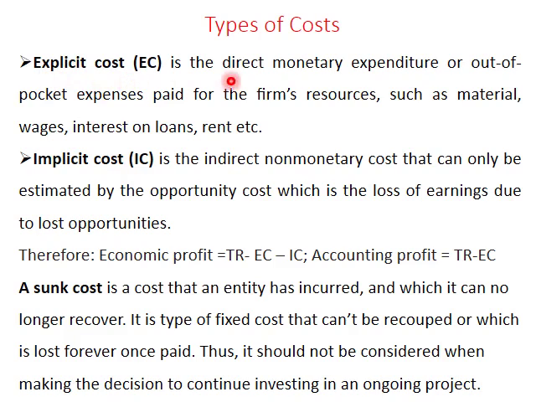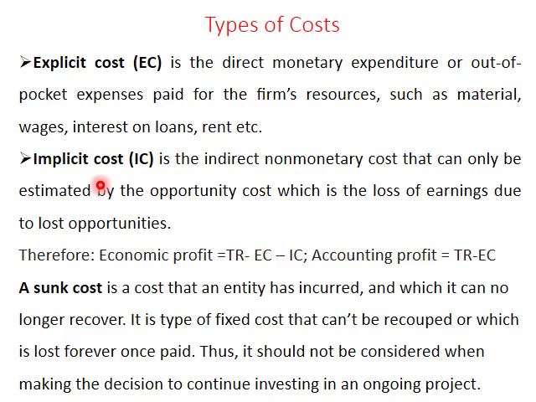Explicit cost. It is a direct monetary expenditure, or an out-of-pocket expense, which is expressed in terms of money, such as materials, wages, interest on loans, rent. We pay money in order to get this firm's resources. We make direct monetary payments in order to get those resources. This can be called explicit cost.